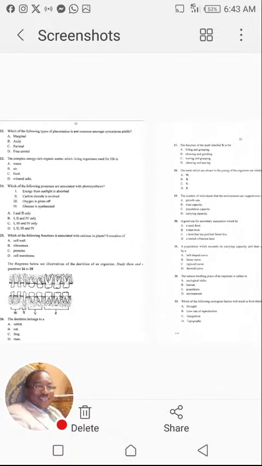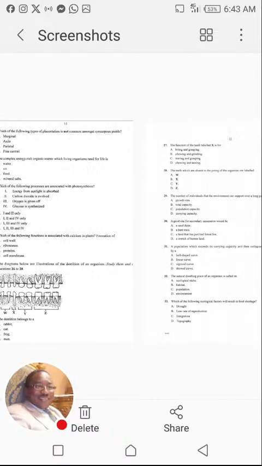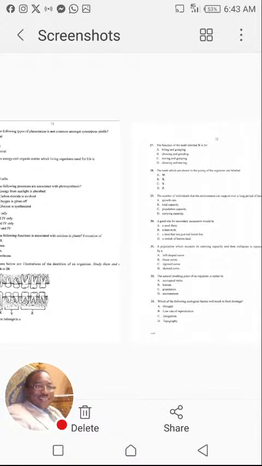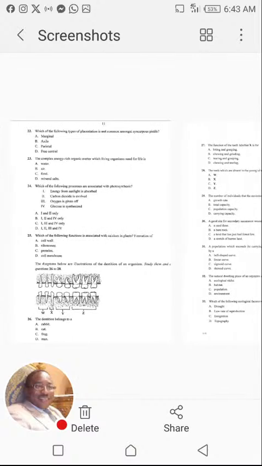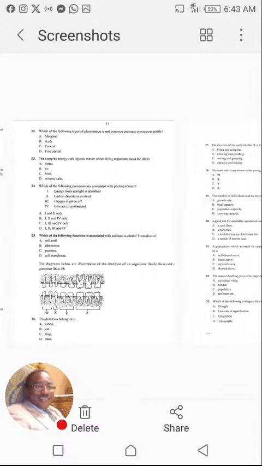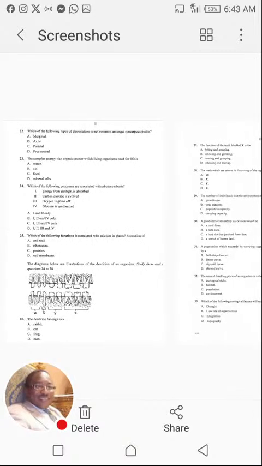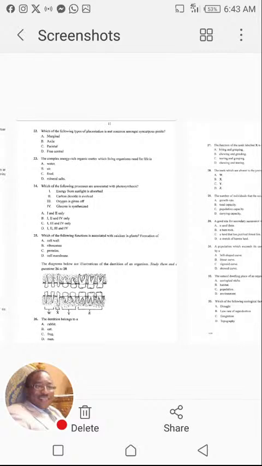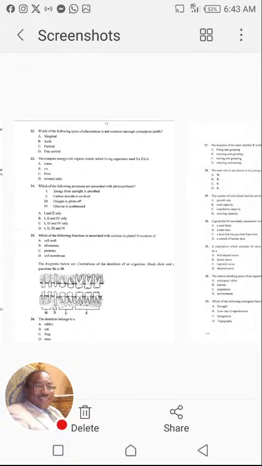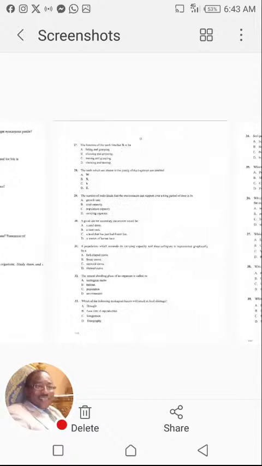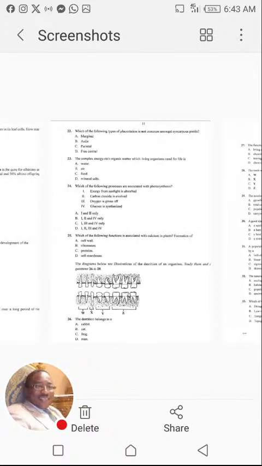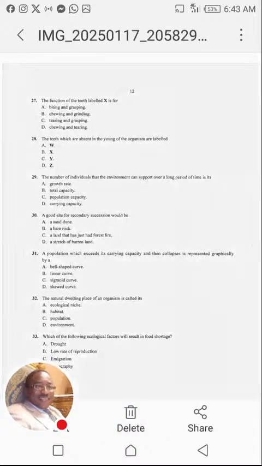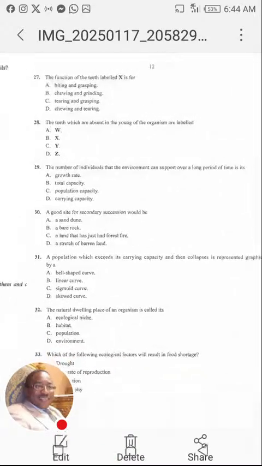Okay. Then number 28. They said the teeth which are absent in the young of the organism. If you look at young organisms, is it W? No. Small organisms have W. Young children have that. Is it X? No. Is it Y? No. The answer is Z. Most young organisms, like humans, do not have molars, little children, because molars are the oldest teeth in the mouth. So the correct option there is letter Z. Okay, so that's for that.